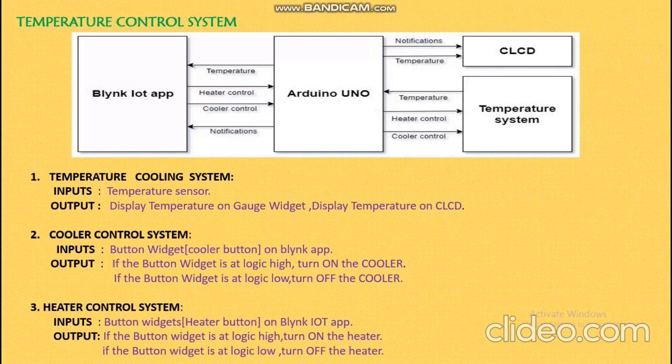We have to create cooler pin, heater pin, and temperature sensor widgets on the Blynk IoT app for controlling the temperature using the app. If the button widget is at logic high, the cooler will be turned on, and if the button widget is at logic low, the cooler will be turned off. Similarly for the heater, if the button widget is at logic high, the heater will be turned on, and if the button widget is at logic low, the heater will be turned off.